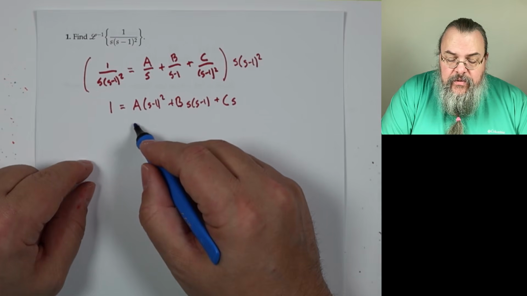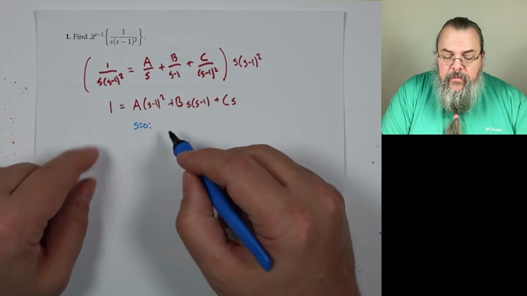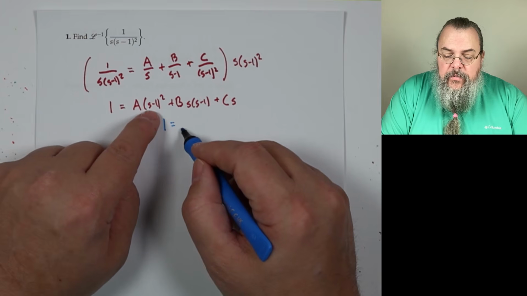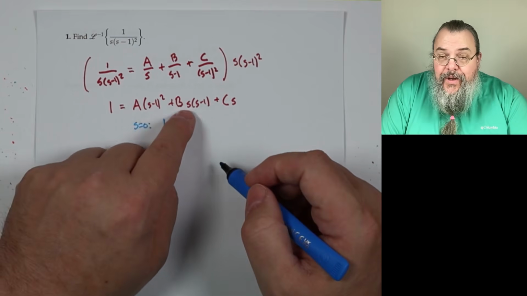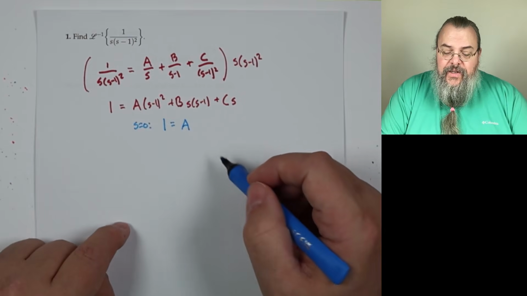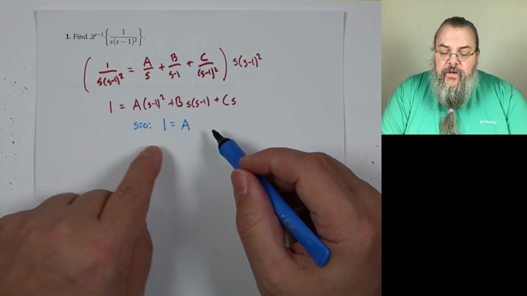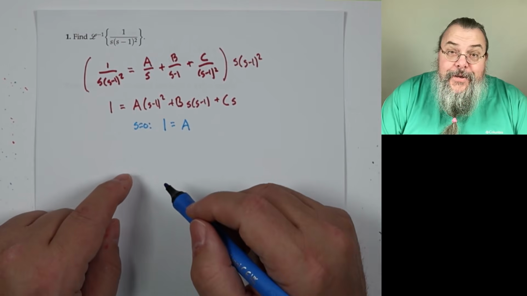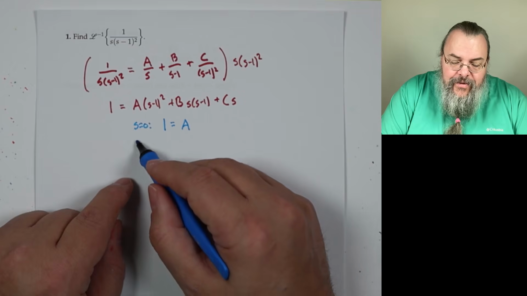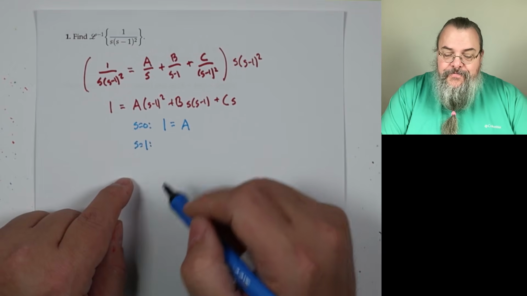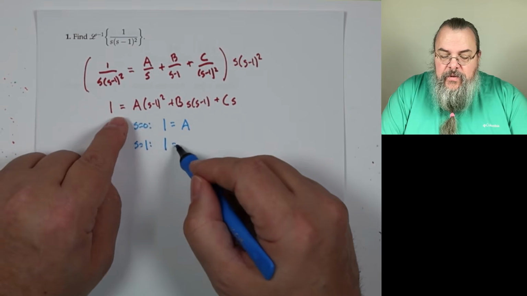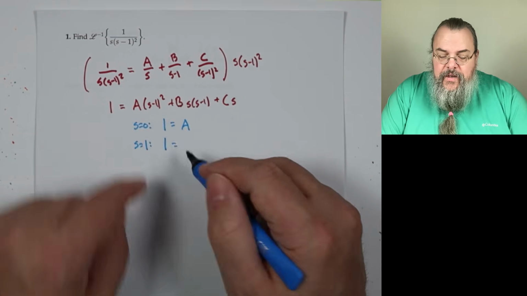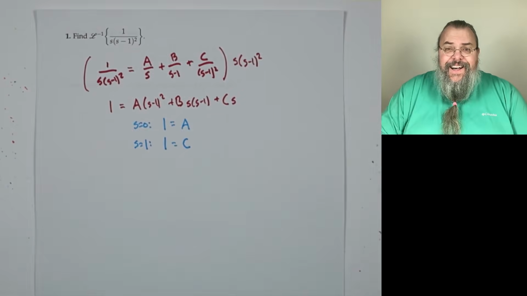So for instance, notice how there's an s and an s. If we choose s equals 0, what happens? Well, over here we have 1 equals a times minus 1 squared, which is 1, and b times 0, and c times 0. And so we're like, oh, so we get that a equals 1. Well, isn't that convenient? Is there another good choice? Yes. Choose s equals plus 1. Then we get 1 is equal to a times 0 plus b times 1 times 0 plus c times 1. So 1 equals c.